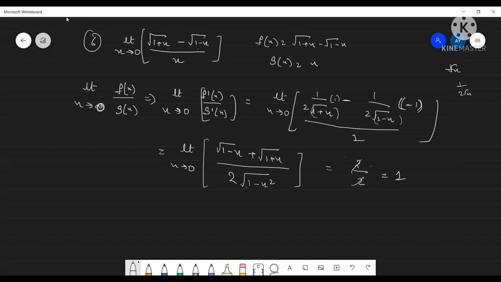Am I clear? You just have to differentiate separately and put the limit, that is x tends to 0. In place of x, you substitute 0 and then you'll get this value. Am I clear till here?